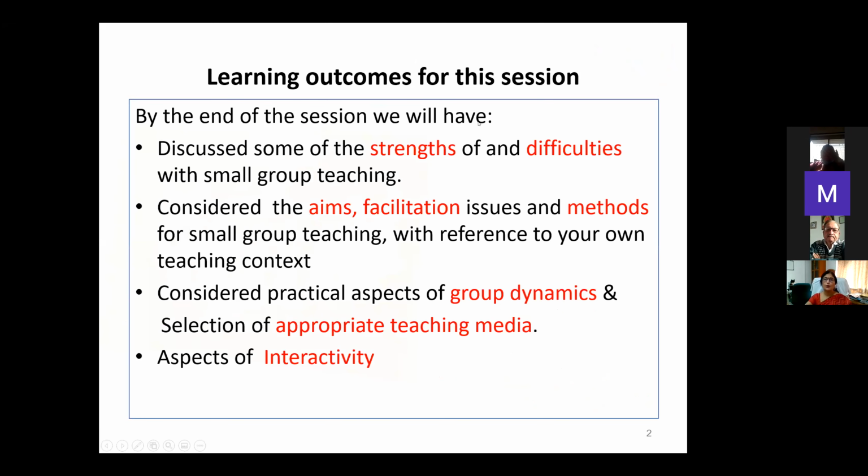The learning outcomes for this session are, by the end of this session, we will have discussed some of the strengths and difficulties associated with small group teaching. We'll consider aims, facilitation issues and methods for small group teaching. An important aspect of group dynamics will also be studied, along with selection of appropriate media in the context of your teaching, as well as how to bring interactivity, or how we can ask students to participate properly.